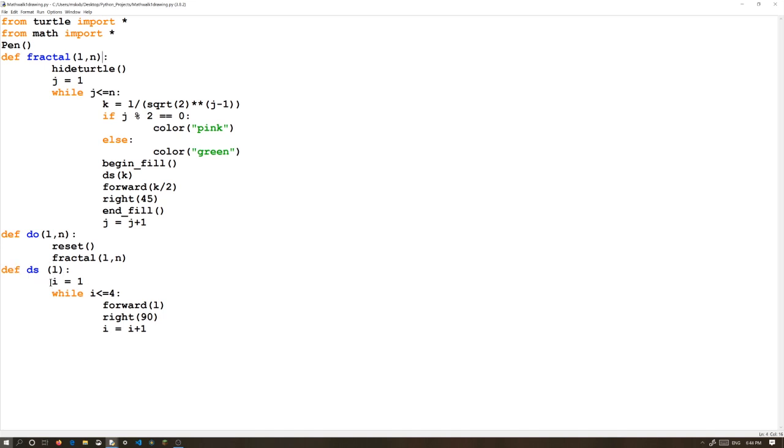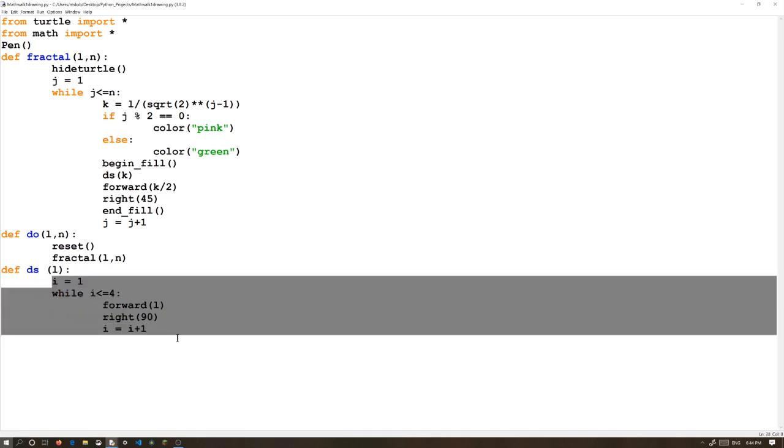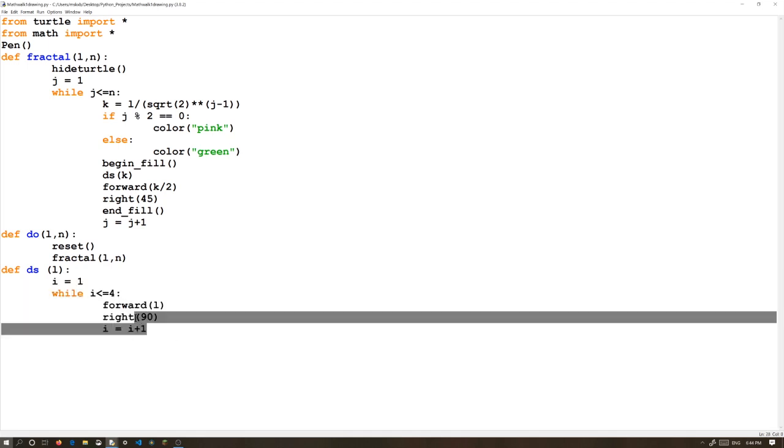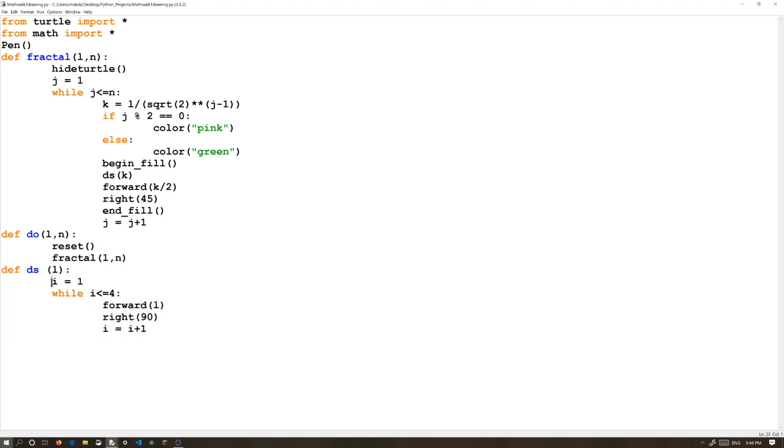I showed this function many times, maybe as black square or white square, or sometimes just as draw square, so I won't get into this function. Then you do forward, k over 2. You do right, 45. End fill, which just ends the fill, and then you increment j by 1. So it goes on this whole loop down.